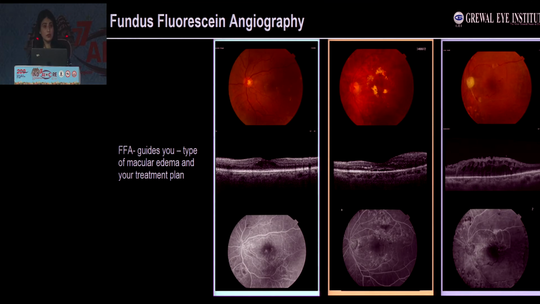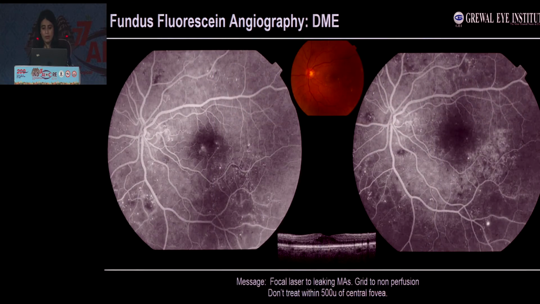Coming to the role of FFA in diabetic macular edema, so look at these 3 examples. If you look at the OCTs, all you see is intraretinal edema, but if you run your angiogram, probably it will add more meaning. For example, this is situation 1. You can see these focal leaks from the microaneurysms which is inferior temporal to your fovea.